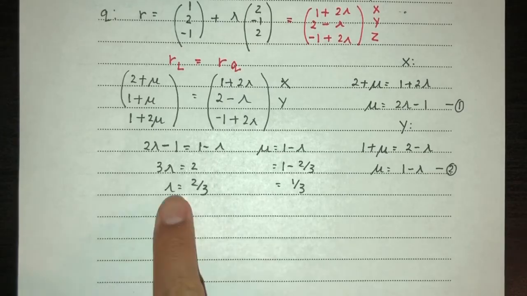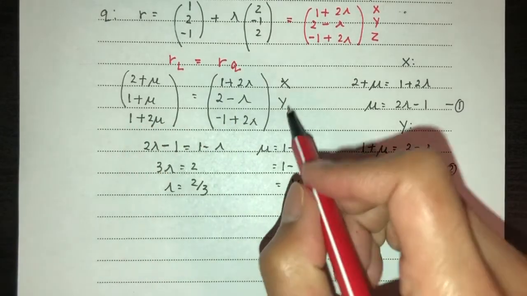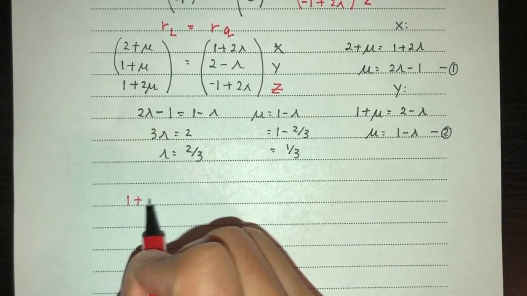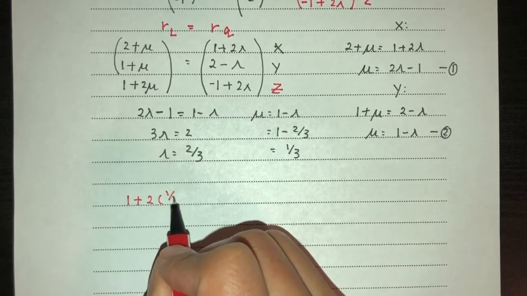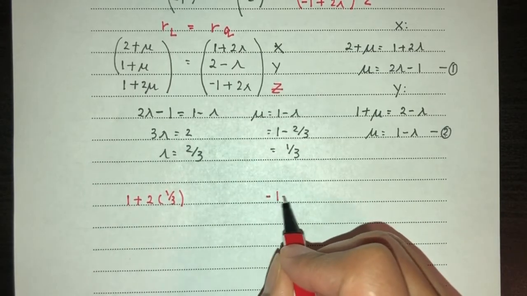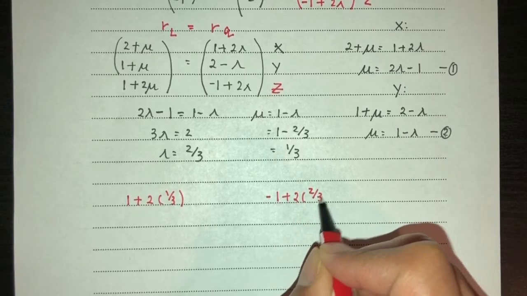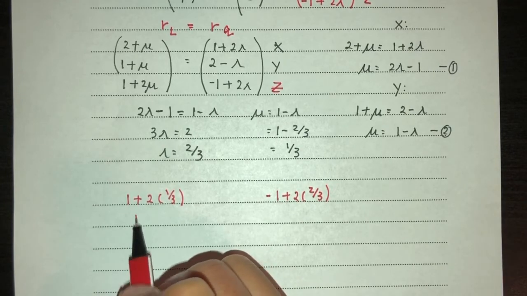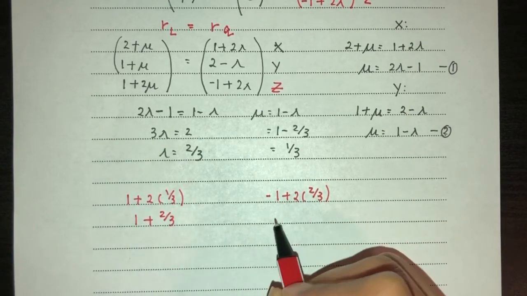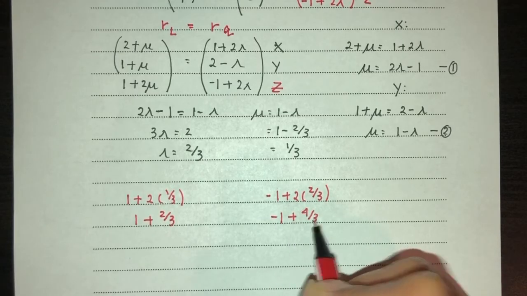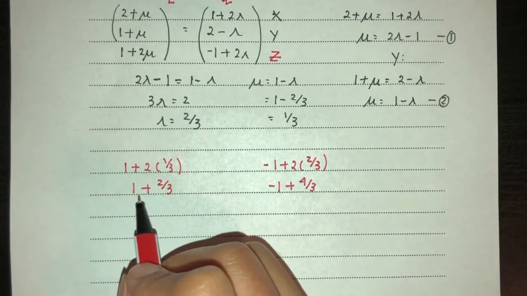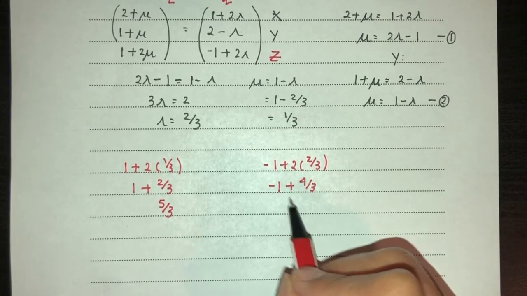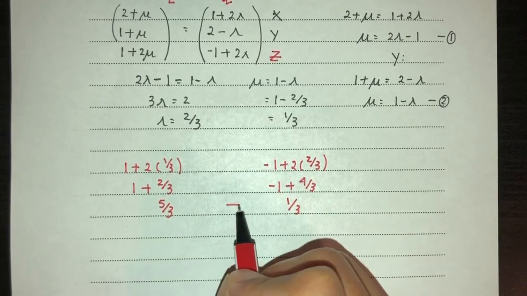So now we have to use those two values to check if this last one is true or not for your z coordinates. On one side we have 1 plus 2 mu, where mu is 1 over 3, and on the other side we have minus 1 plus 2 lambda, where lambda is 2 over 3. So 1 plus 2 over 3 becomes 5 over 3, and minus 1 plus 4 over 3 becomes 1 over 3. So these two are clearly not equal.